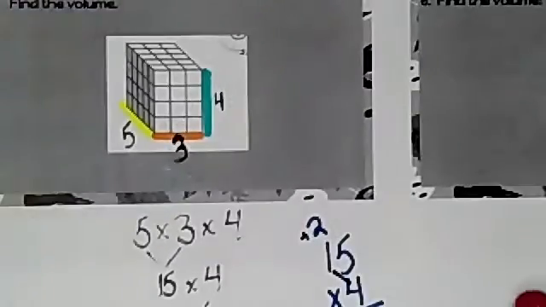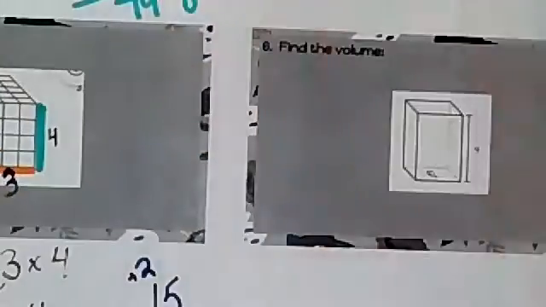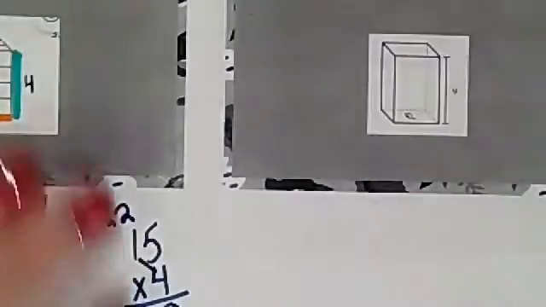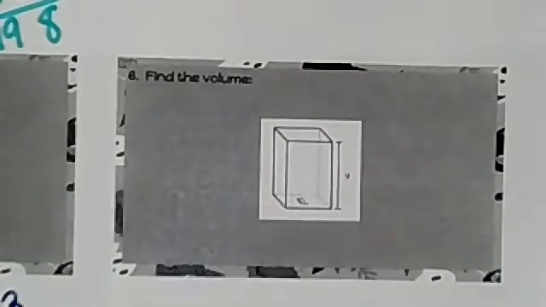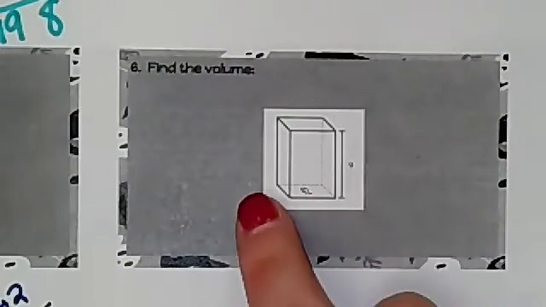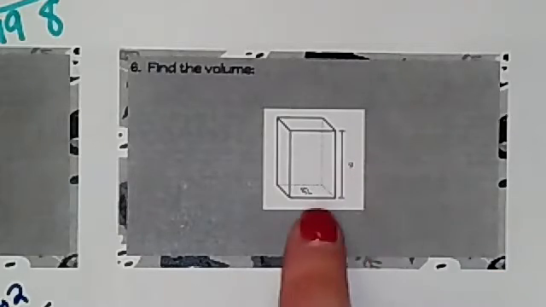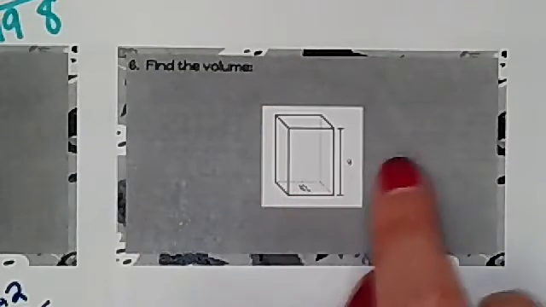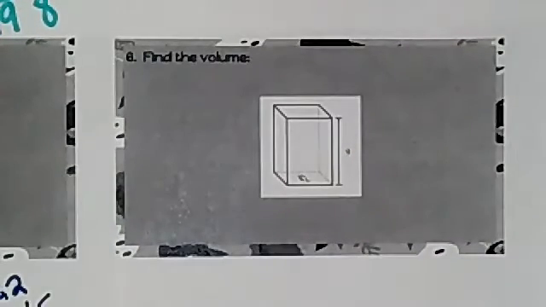All right, now over here, the next one, Adam. Volume is always multiplication, right? But in this one, we don't have the length, the width, and the height. We just have the area of the base times the height. So Adam, what should I do?